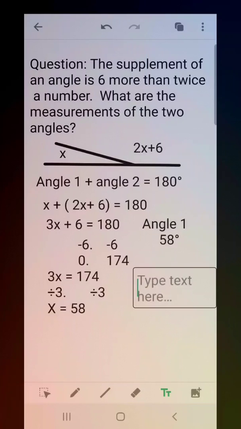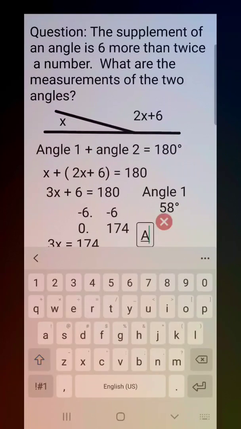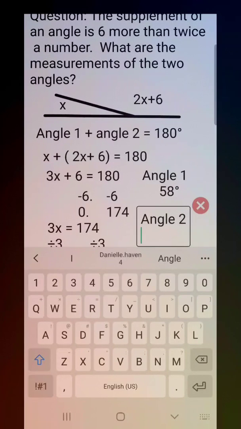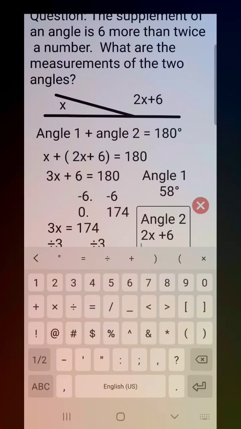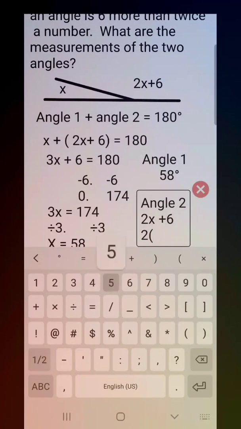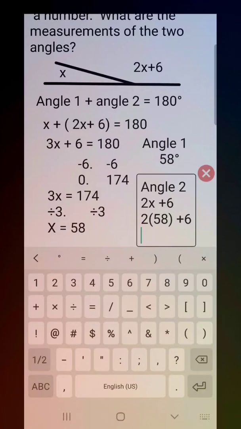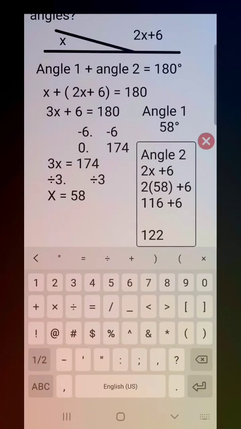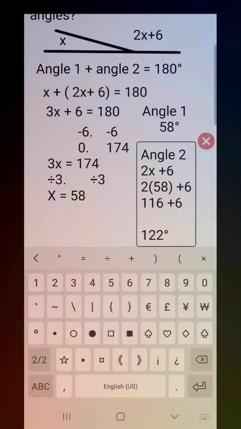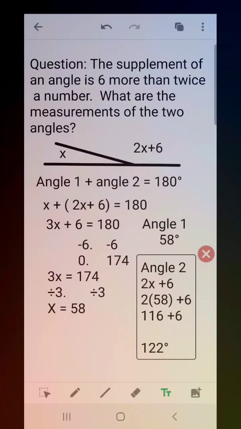And angle 2, well, that's a little bit more complicated, right? Angle 2, I have to go back and use the expression that we have provided it, that 2x plus 6. So let's substitute. 2(58) plus 6. All right, 2 times 58 is 116. We're going to add 6 to that. So angle 2 is actually 122 degrees. And there you have it. We have both angles. We have angle 1, x, being 58, and angle 2 being 122 degrees.